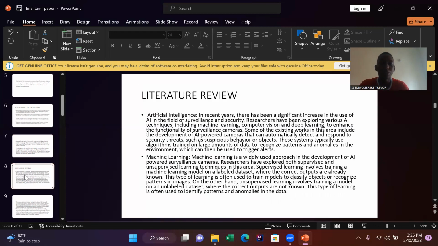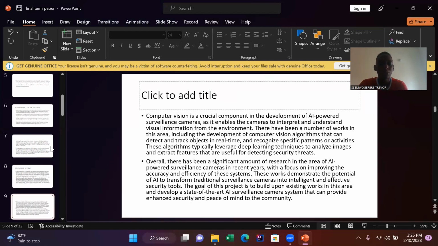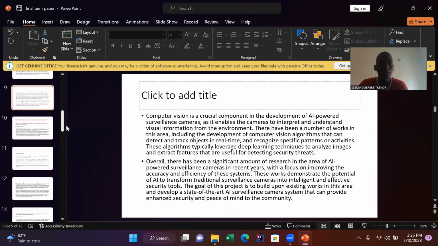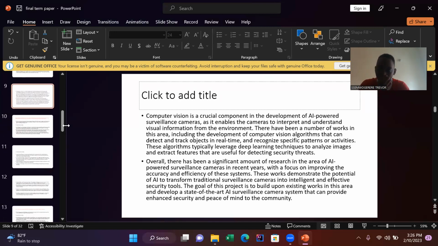Then the literature review, we talk about artificial intelligence, how it's used in recent years. In recent years, we have seen that AI use has been increasing throughout the world, and machine learning also, then computer vision. These are all reviews. Overall, there has been a significant amount of research in the area of AI-powered surveillance cameras in recent years, with the focus on improving the accuracy and efficiency of these systems.